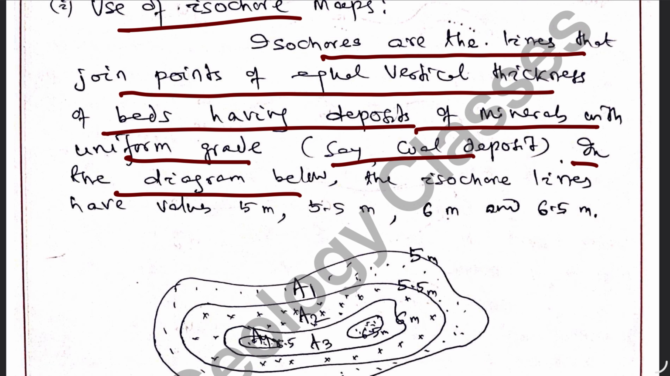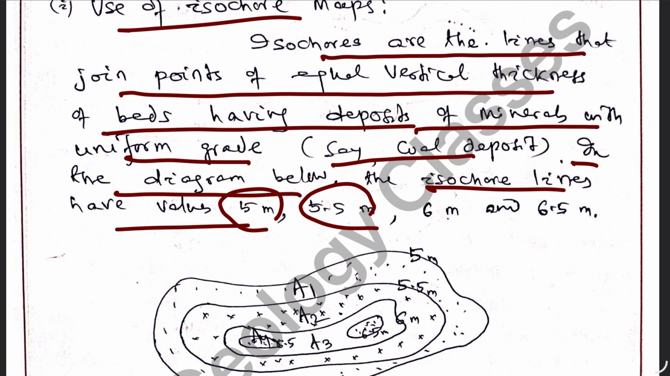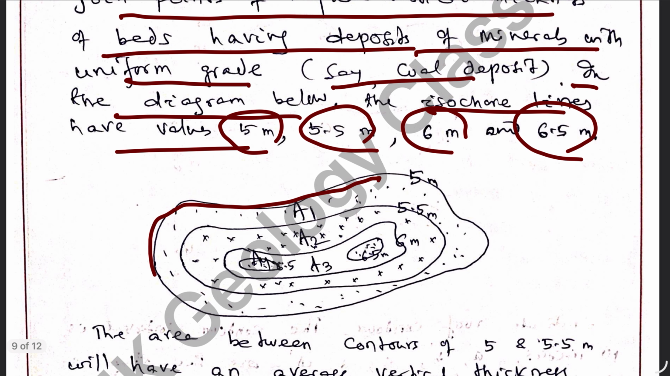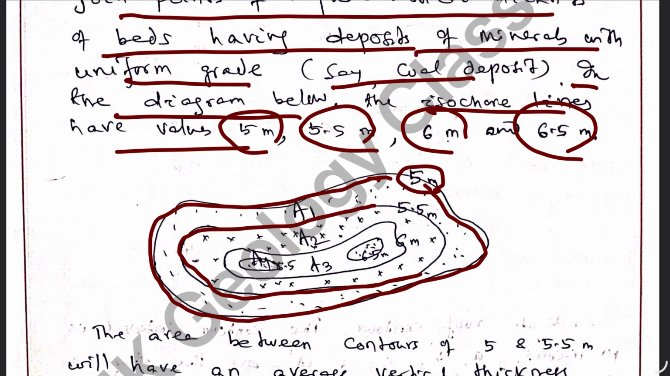In the diagram below, the isochore lines have been joined with values 5 meter, 5.5 meter, 6 meter and 6.5 meter. So this is the isochore line having vertical thickness 5.5 meter. This is another isochore line having vertical thickness 5.5 meter. This is another which is having vertical isochore thickness that is 6 meter, and this is 6.5 meter.